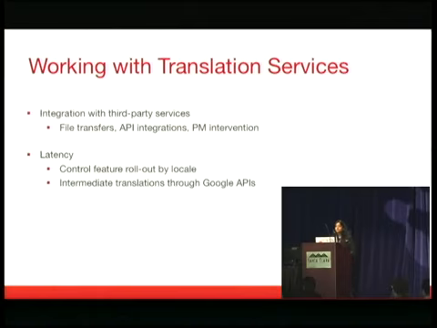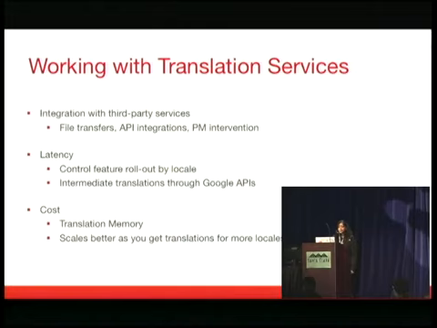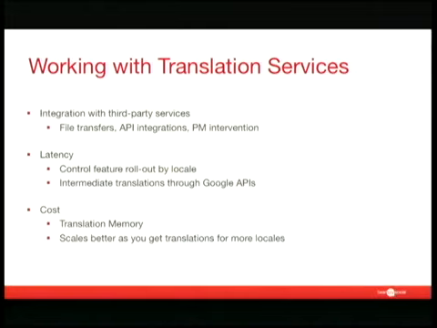Also, there's the problem of latency. You must be really good at deploying features at a really fast rate, but then you're always bottlenecked by this problem of not getting translations back. The only way to counter this, perhaps, is to just make sure that your features are enabled at a locale level. You could also try using some intermediate translations with Google APIs, but we haven't had much luck with that. Also, there's the problem of this stuff costing quite a bit.